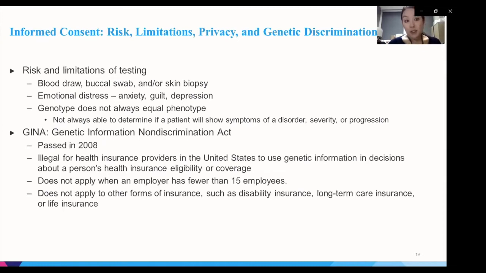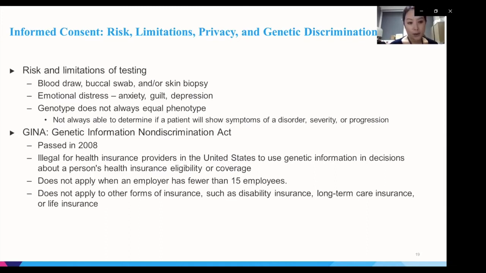We also go into the limitations of testing, and one thing that is important to highlight is that genotype does not always equal phenotype. Especially if there's a condition that's running in the family, oftentimes patients will ask, if my test is positive, if I have this condition, will my disease look like my brother's, or will it look like my father's? And sometimes, the answer is yes, but other times we're not able to tell a patient if they will even show symptoms of a disorder, or how severe it is, or how progressive it is, because oftentimes the phenotype can vary even within a family.